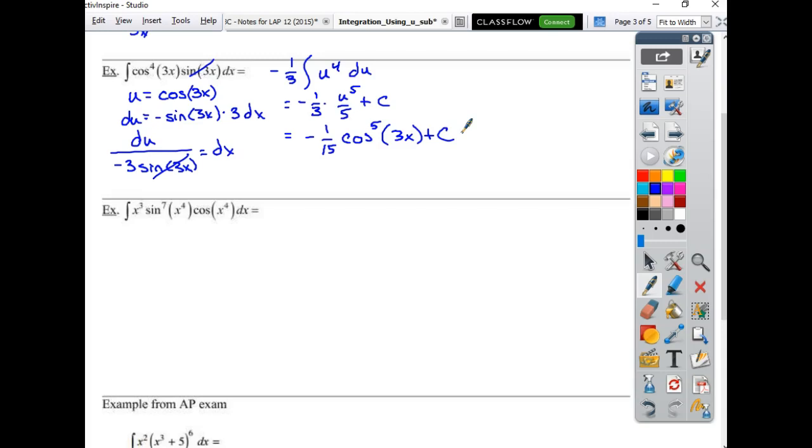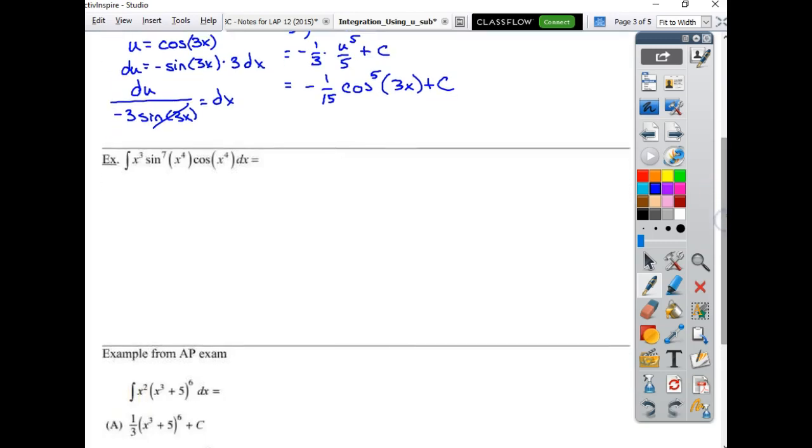Next up, we have this nasty looking thing. X to the 4th looks pretty tempting, but then I got the sine and this cosine messing with things. I also noticed sine has a 7th power. Ooh, 7th power, that's unique. Looking at that, because the sine has a 7th power, I'm going to let u be the sine of x to the 4th. Now this looks gross.